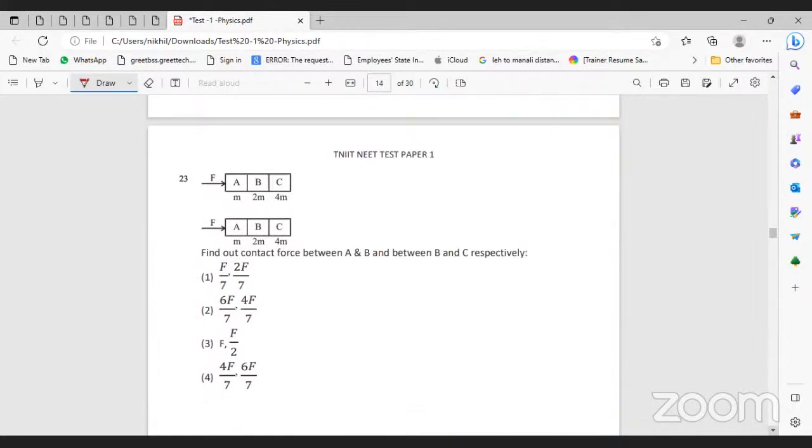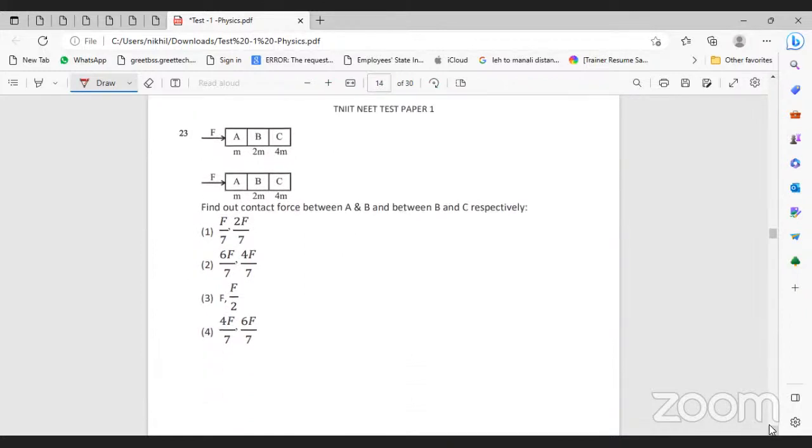Come to this problem. How many forces are there? One force F is acting here. Masses are M, 2M and 4M. A, B, C are the three bodies which are in contact. Now you have to find the force between A and B and the force between B and C.